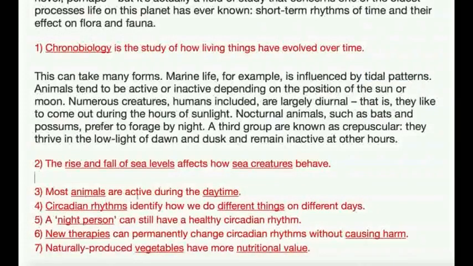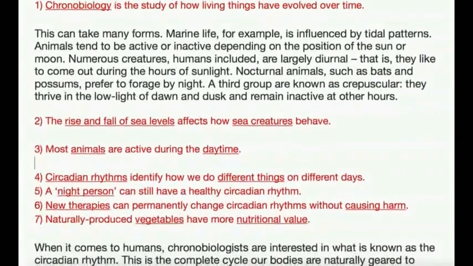Next one, most animals. So we can look for animals in daytime. Now here we are, animals. Tend to be active or inactive depending on the position of the sun or the moon. It talks about coming out during the hours of sunlight. So that looks like that's where that information is.